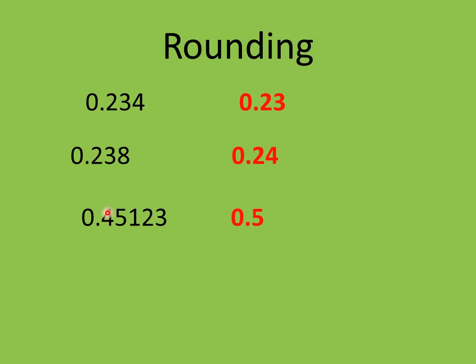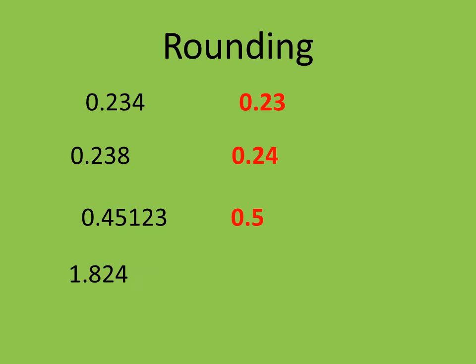These 3 digits here are actually a little bit irrelevant. This is the number I want to leave or change, so this is the only one that affects us, the one just next door. So 0.45123 rounded to 1 decimal place is 0.5.